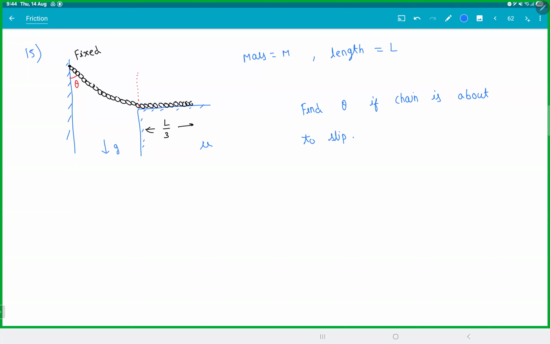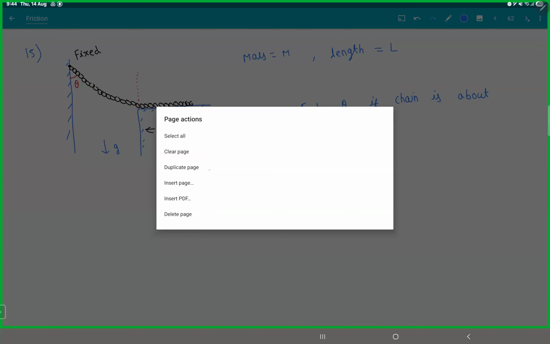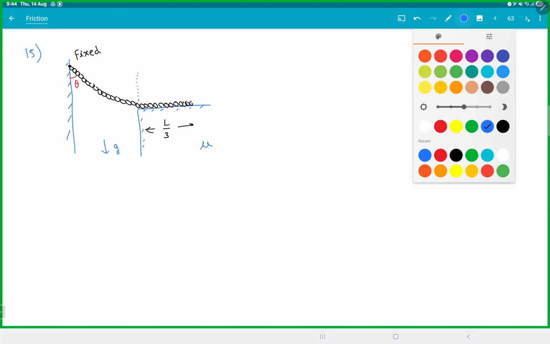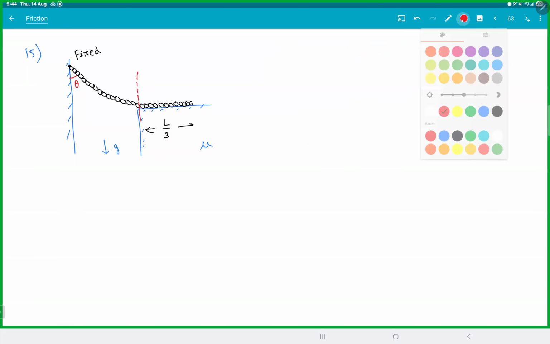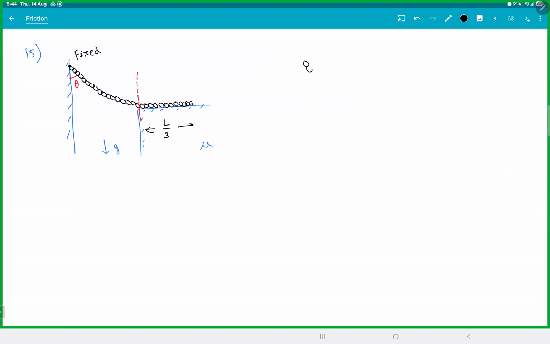Let's divide the thing into two FBDs. So let's cut off the piece here, one piece here and one part here. When I draw the FBD of this hanging part of the chain, what are the forces? This will be some tension T2, this will be tension T1, and weight will be 2mg by 3. Why? Because the total length is L, and on the floor there is L by 3, so 2L by 3 will be in the air. This angle is theta. This angle is also theta.